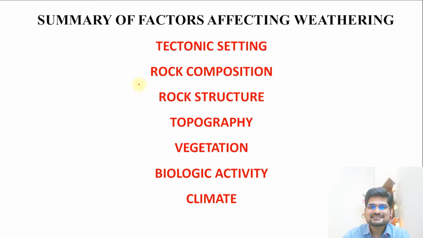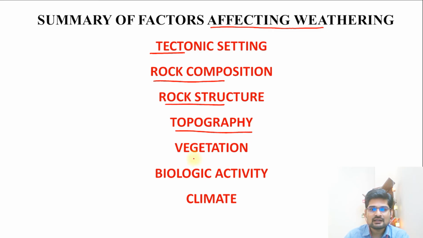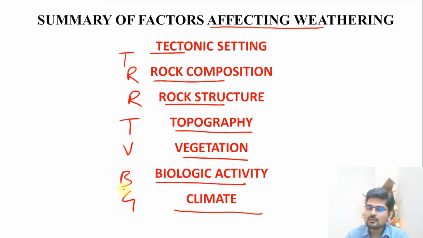So what have we learned? The summary of these factors affecting weathering. You can now remember tectonic setting, rock composition, rock structure, topography, vegetation, biological activity, and climate. So you have to remember this important thing, the factors affecting weathering.